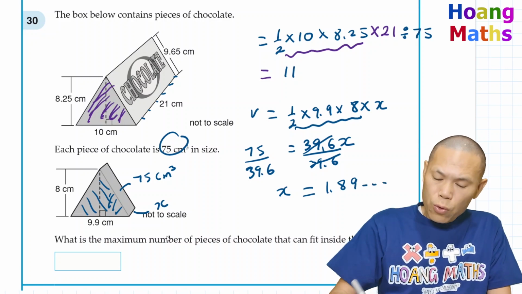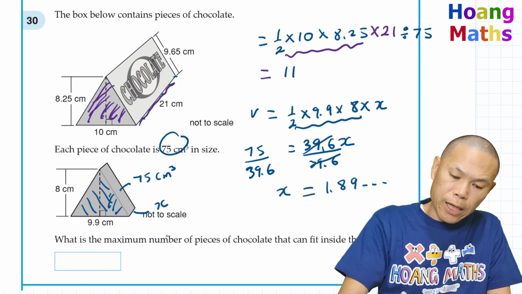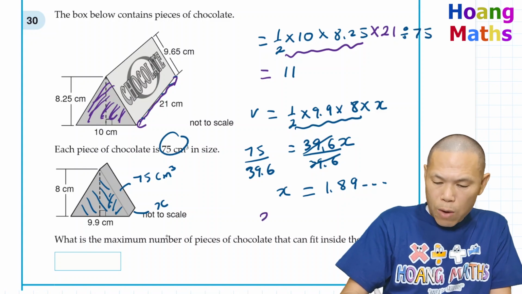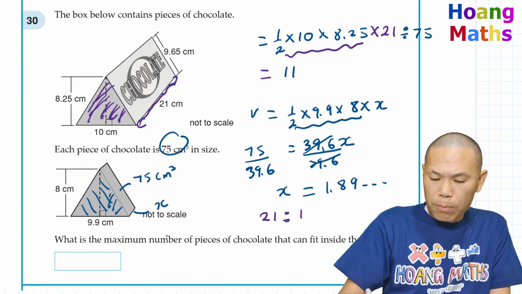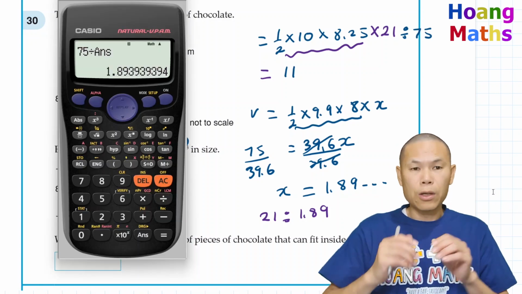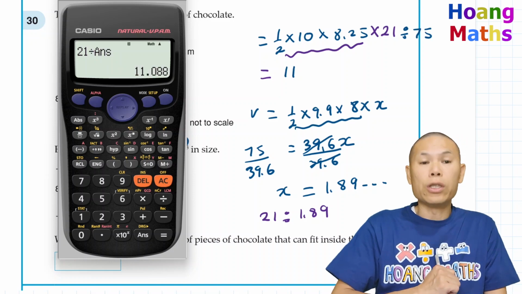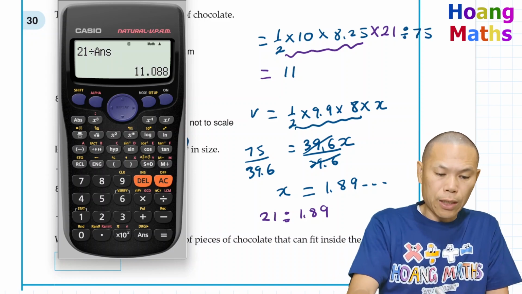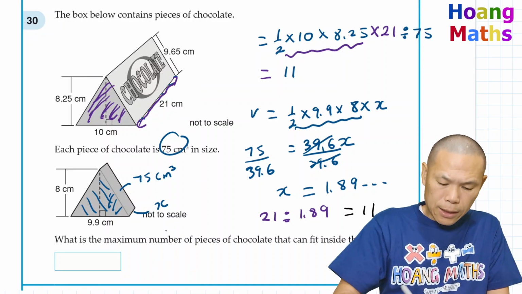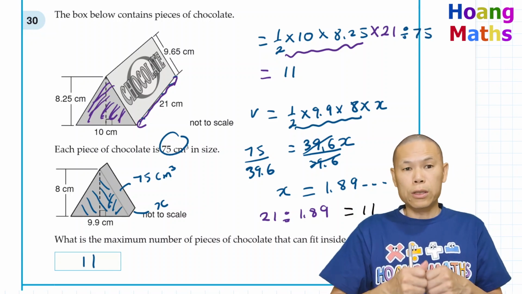So therefore, we need to work out how many lots of 1.89 go into here, okay? Which is 21. So what I do, I just go 21 divided by 1.89, and it should give me 11. Let's check it out. So we just go 21 divided by the answer. So there you go, 11 point something. So therefore it is equal to 11. So the answer is 11 pieces of chocolate fit into the box. Okay, keep that in mind.